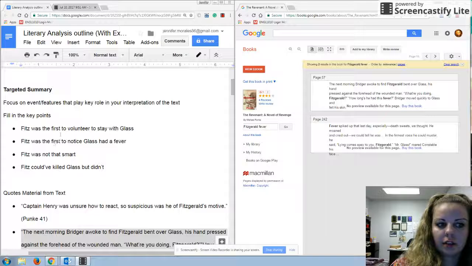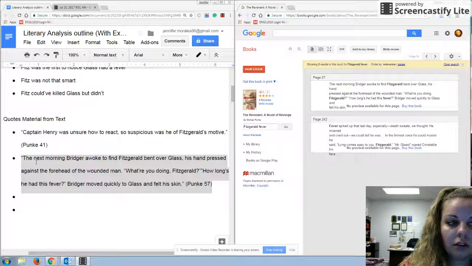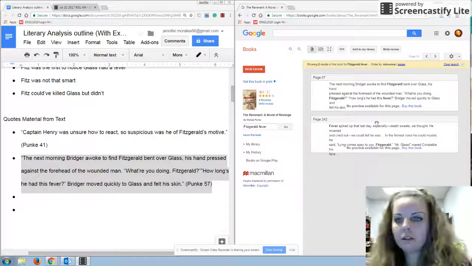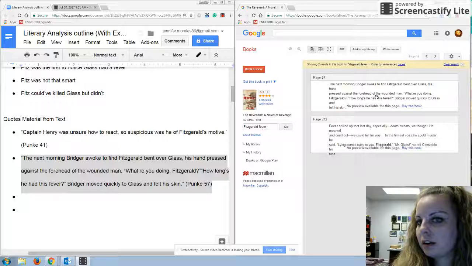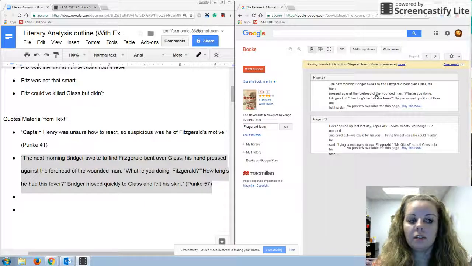our second part, which is how Fitz was the first one to notice that Glass had a fever. So we can also relate this to the part that Fitz could have killed Glass, but he didn't, because the way that Punk writes the page, he talks about how Bridger awoke to find Glass bent over, his hand pressed against the forehead of the wounded man. So saying wounded man instead of saying Hugh Glass or Glass lets the audience feel what Bridger was thinking without telling somebody how to feel.